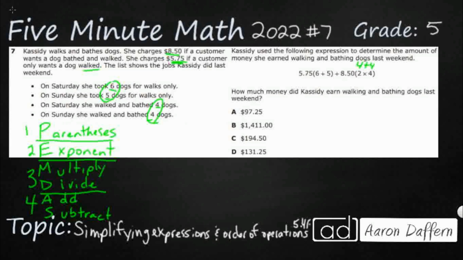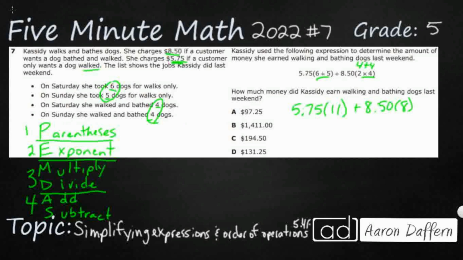So let's look. We've got 2 different parentheses right here and right here. So we need to go ahead and simplify that. So this is what I'm going to do. I'm going to rewrite our problem right here. And I'm going to go ahead and simplify what's in that. So that's going to be times 11. 6 plus 5 is 11. And $8.50. 2 times 4 equals 8.